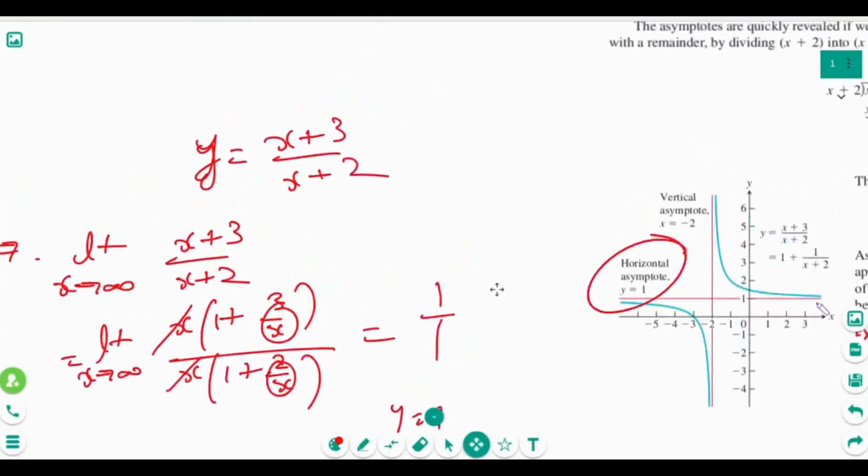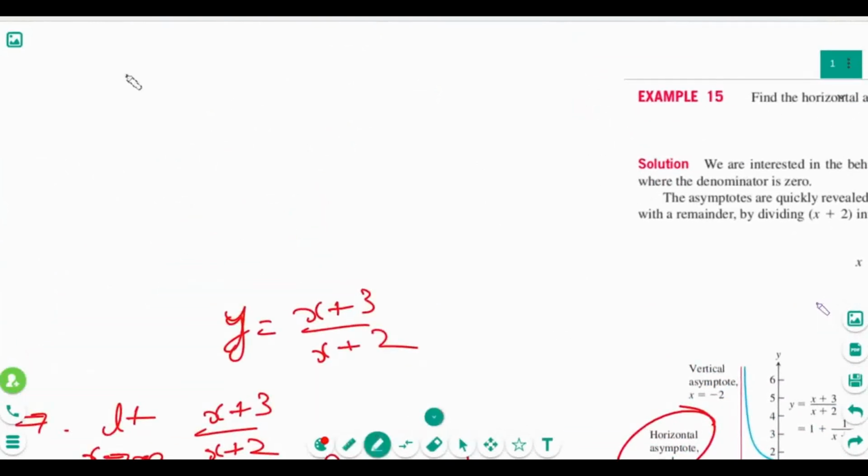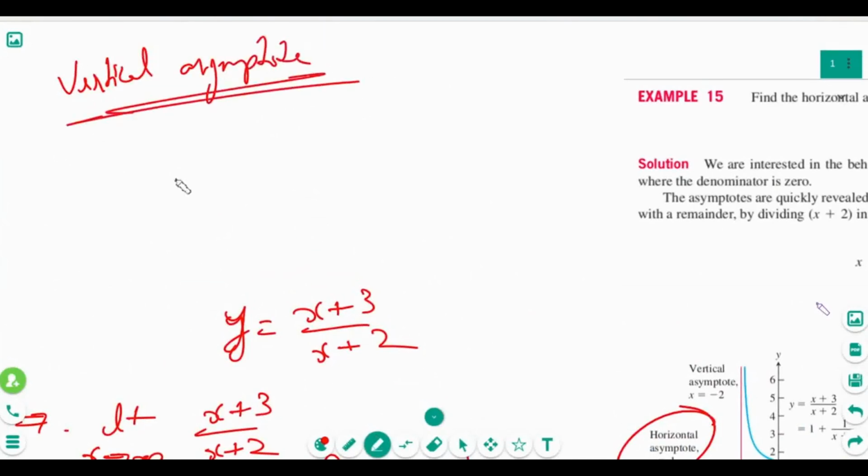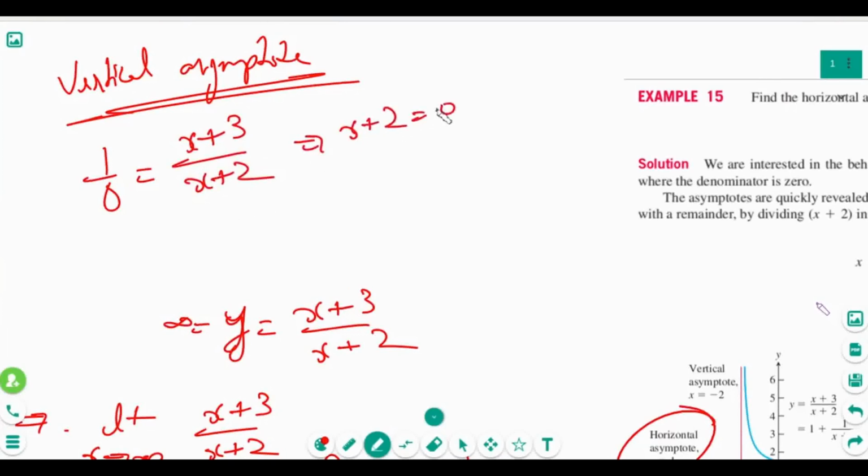At the vertical asymptote, y is infinity. So we can put y as infinity, that is 1 by 0 is equal to (x plus 3) by (x plus 2). From here, by cross multiplication, we get x plus 2 is equal to 0, or x is equal to minus 2.